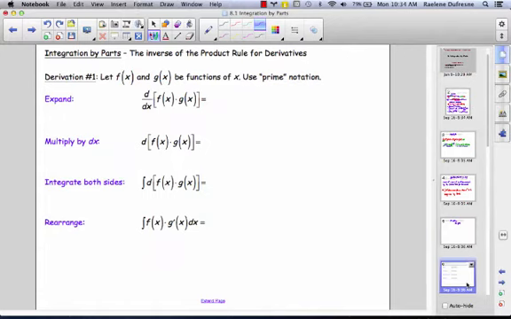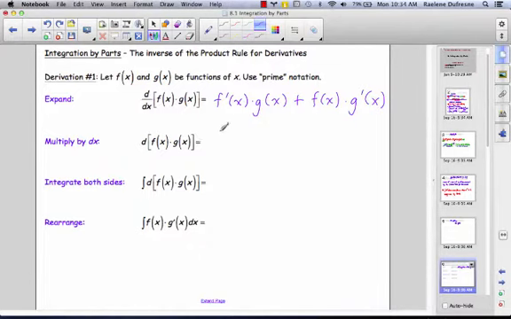So integration by parts is the inverse of the product rule for derivatives. We are going to look at two different derivations of the integration by parts technique. Derivation number 1 asks us to let f of x and g of x be functions of x and to use prime notation. So to expand, the derivative of the product is the derivative of the first times the second plus the first times the derivative of the second.